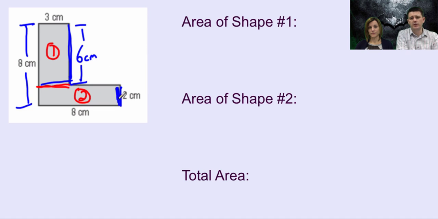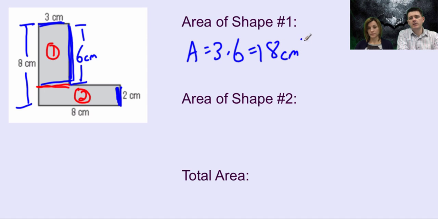So we're going to have to do a little bit of research to find some of these measurements. So for box number 1 up here, it is a base of 3 and a height of 6. So 3 times 6 is 18 centimeters squared.